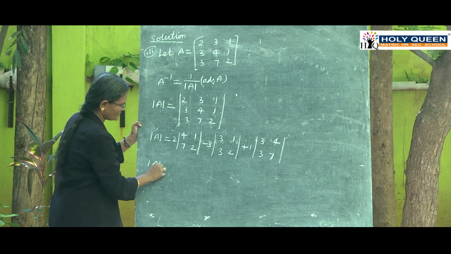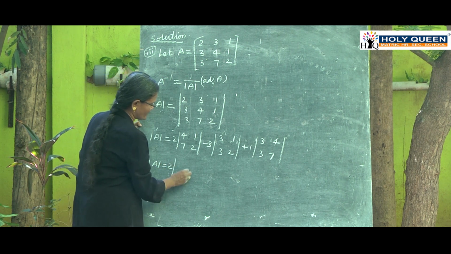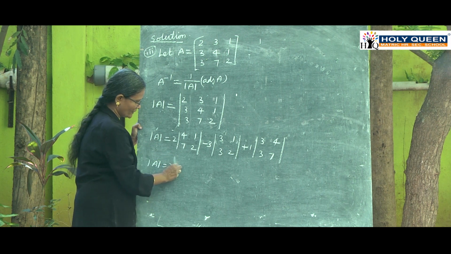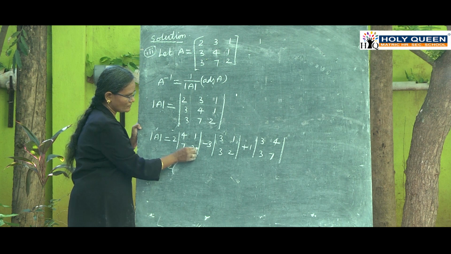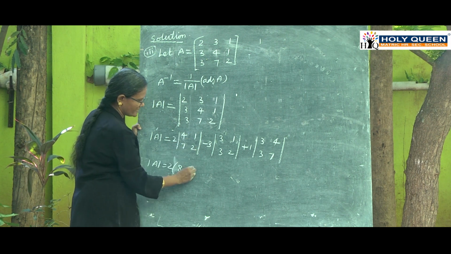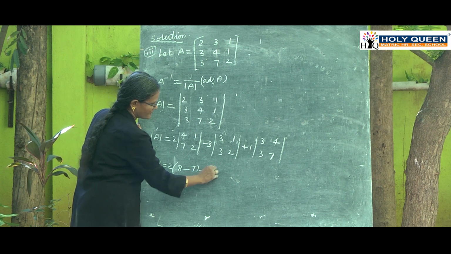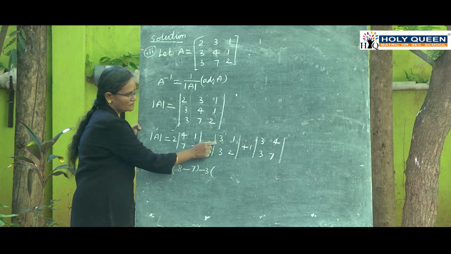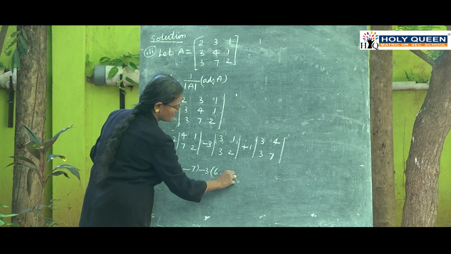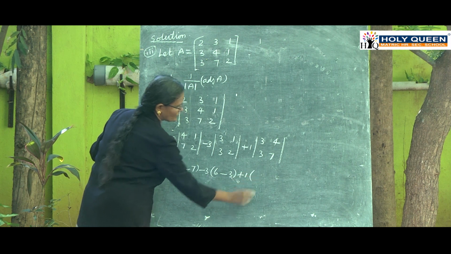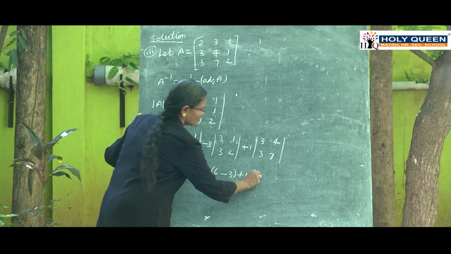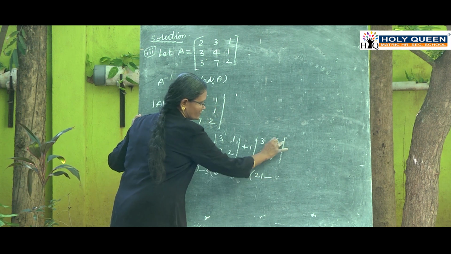So, the determinant value is equal to 2 into, how can we find out the determinant value of a 2 cross 2 matrix? 2 into the product of the leading diagonal elements, 4 2s are 8, then minus 7 into 1, 7. Then minus 3, product of the leading diagonal elements, 3 2s are 6. Minus 3, plus 1 into product of the leading diagonal elements, 7 3s are 21, 21 minus 3 4s are 12.